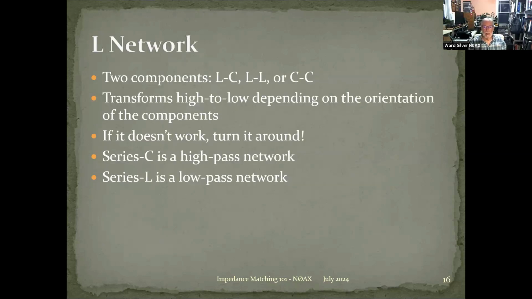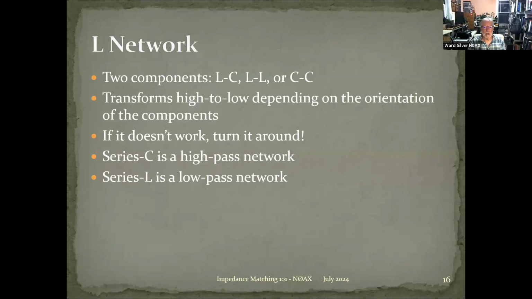Let's talk about the L network. It has two components. Usually it's one L and one C, but there are also L networks with two inductors or two capacitors, and those are used in special circumstances. The L network transforms impedance from high to low or from low to high, depending on the orientation of the components. So if you have an L network and you're not able to achieve a match, no matter how you twiddle the knobs, just turn it around, swap the input and the output. It's probably trying to match something that it can't, but if you turn it around, you might be able to effect that match, and we'll see why in a minute.